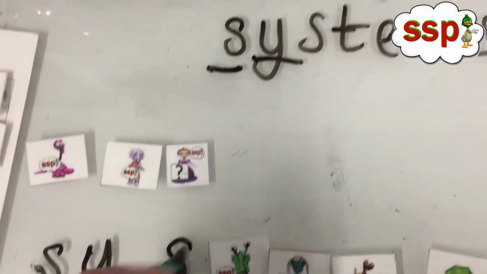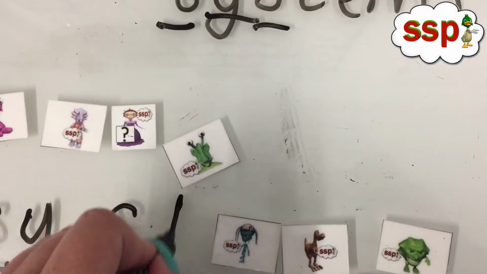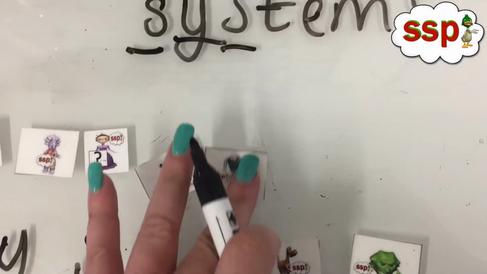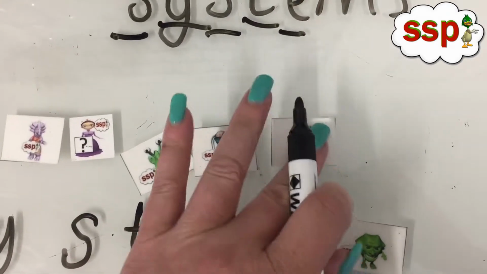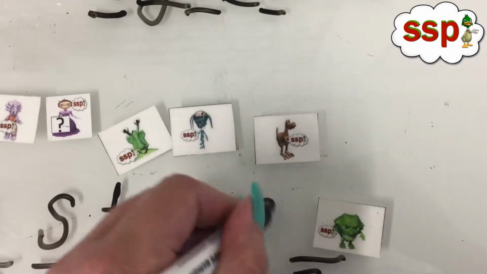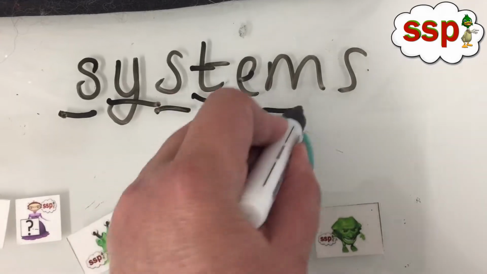S, I, S. The representation for the sound is a T. The representation for the schwa, that grunty sound, is an E. The representation for the M is an M, and for the Z is an S.